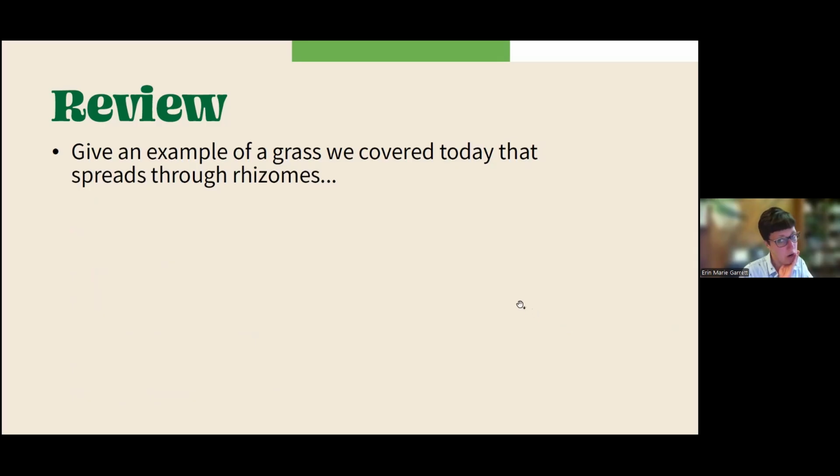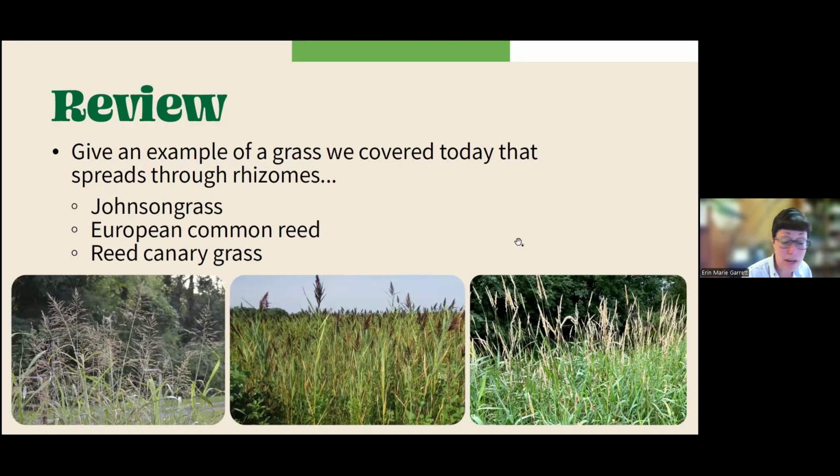Okay, give an example of a grass that spreads through rhizomes. Spreads through rhizomes. The Phragmites, all the worst ones. I know, isn't that the truth? Reed canary grass, Johnson grass, Phragmites. Yes, yes, yes. Those are kind of the three that came to mind. There may have been others, but those three for sure. And definitely those are some of our most challenging ones.